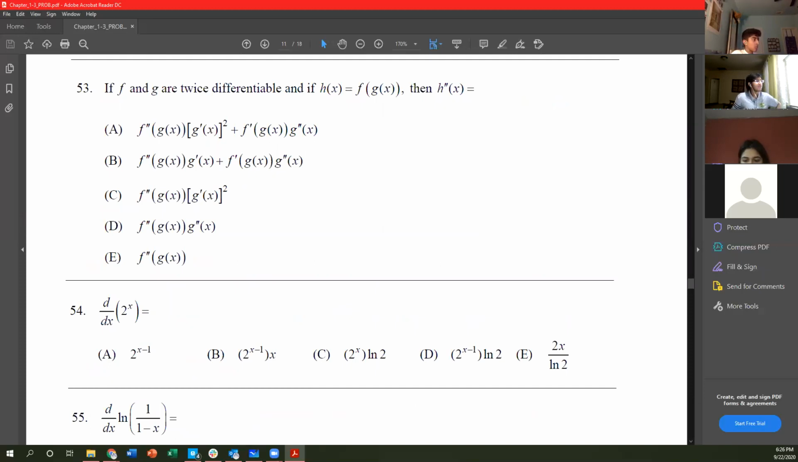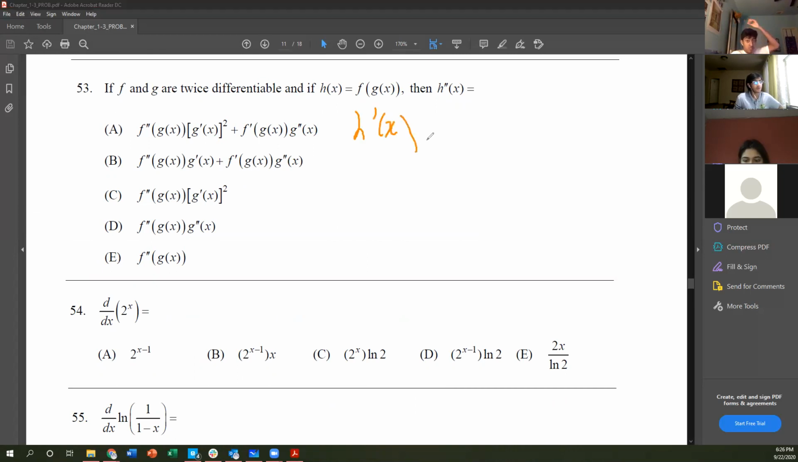All right. So if f and g are twice differentiable, and if h of x equals f of g of x, then h double prime of x. Okay. So the first thing is, what is h prime of x? Can someone walk me through that? What would h prime of x be? If you've already spoken, that's completely fine. You can speak again. Go ahead, Zachary. Did you want to say something?